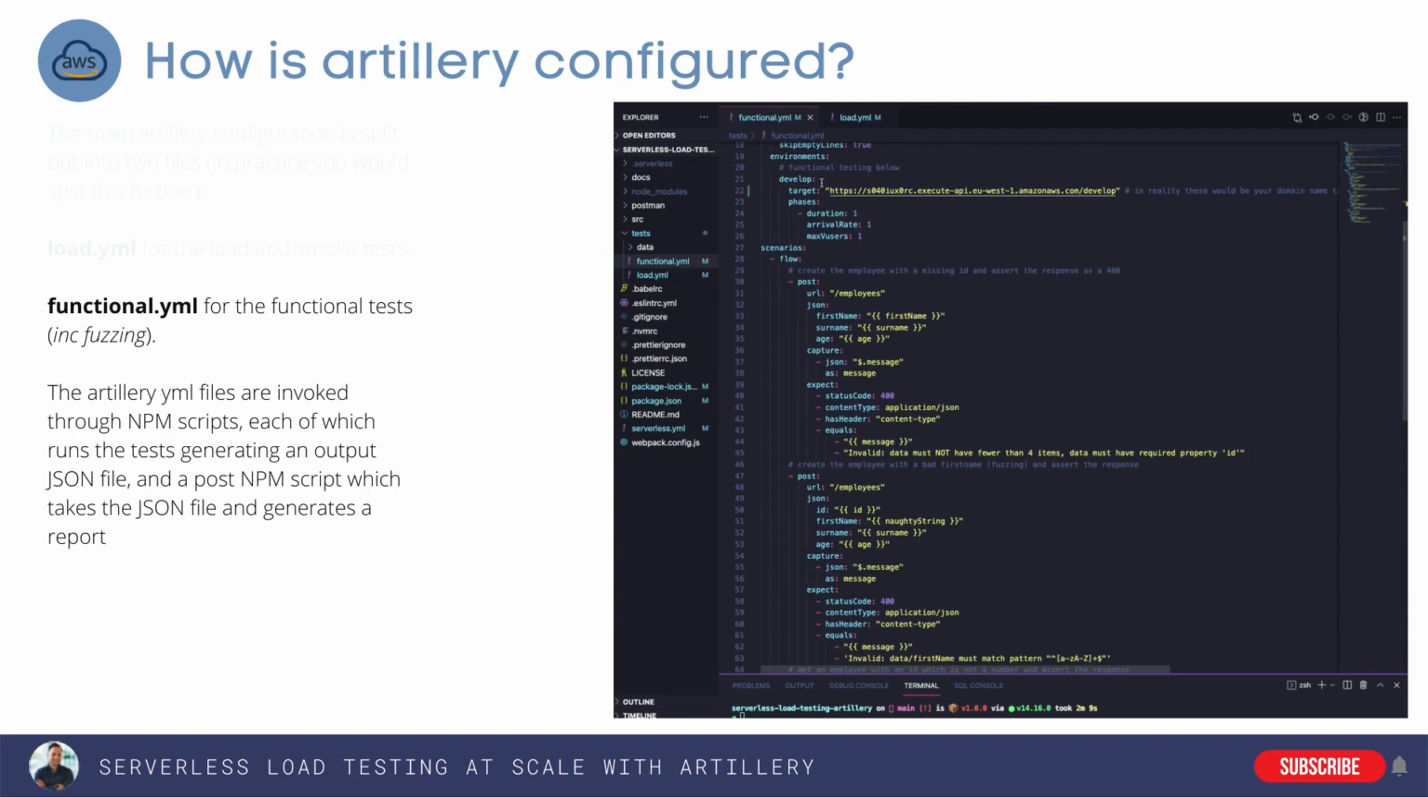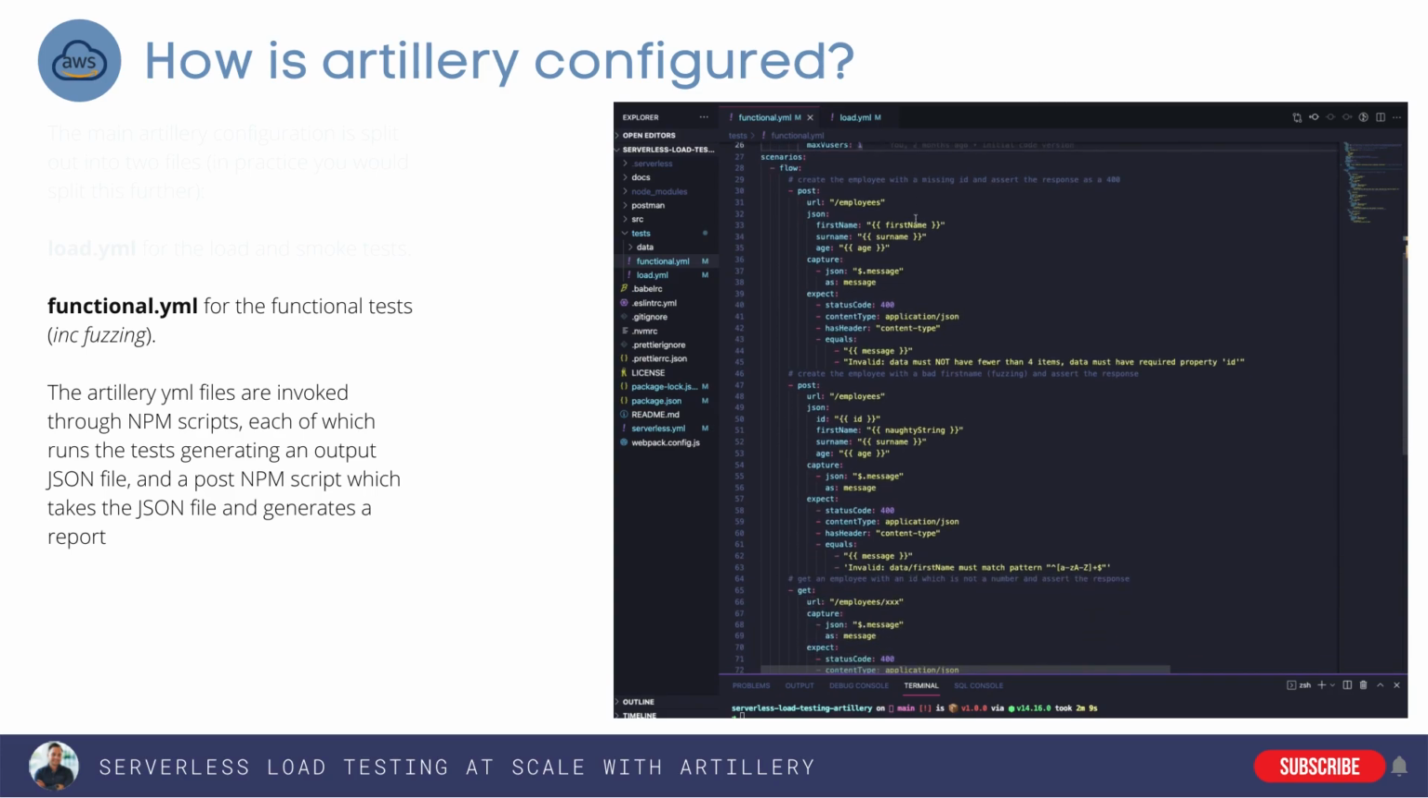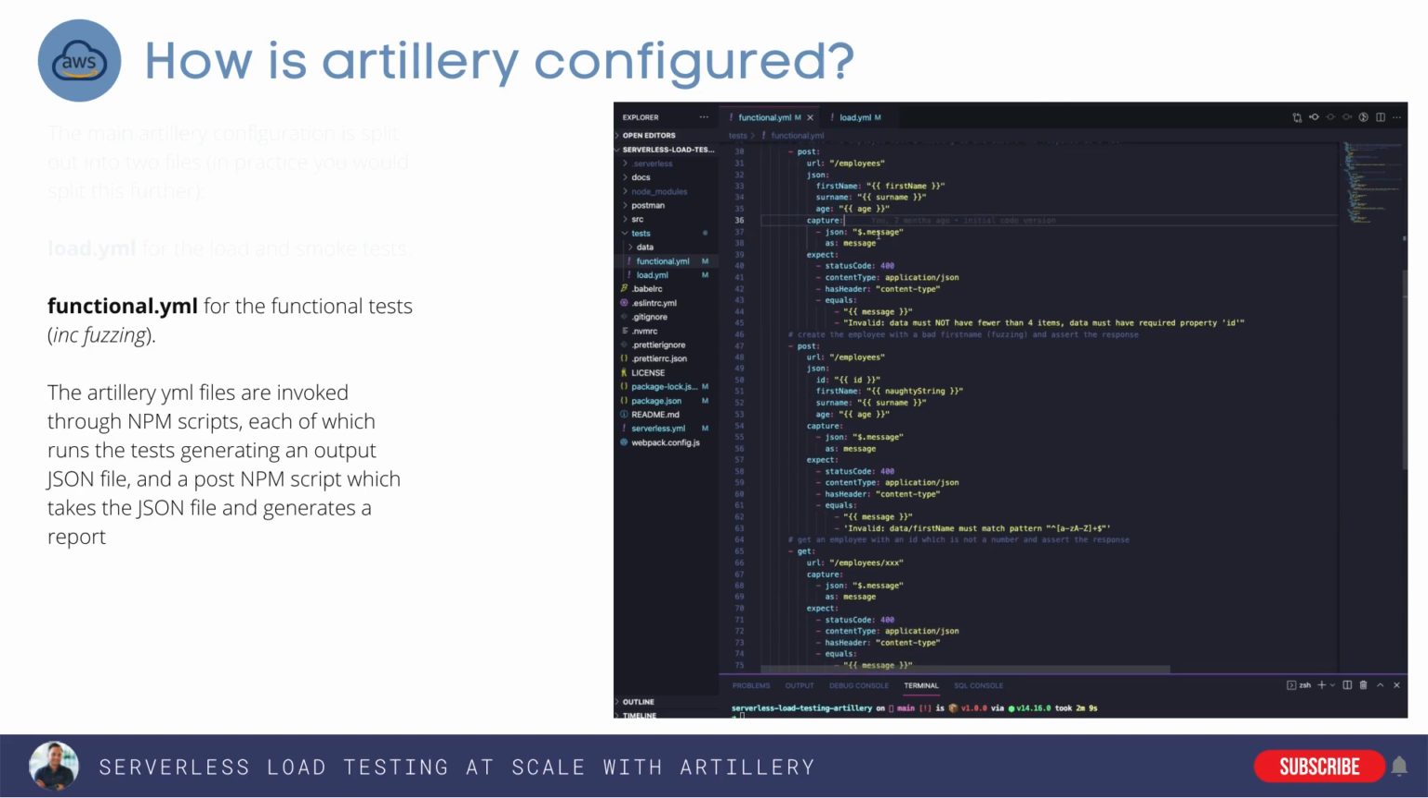And then we have the environment section, so the functional testing for the develop branch, and we can see the duration of 1 second with one virtual user. We then have the scenarios section, so we can see that we're creating an employee, and here we're missing the ID itself, and we're asserting that the correct validation message is coming back.